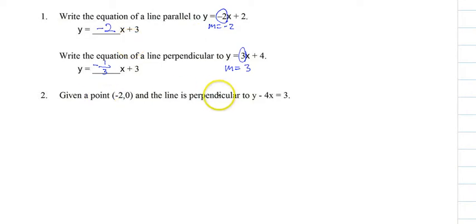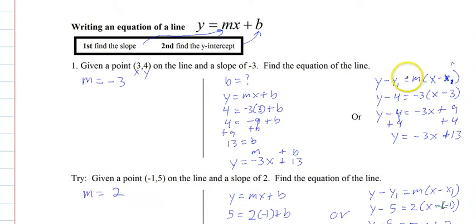So on the next one, it says perpendicular. So the first thing we have to do, by adding 4x to the other side, is find the slope, which is 4. But we don't want a parallel slope, we want a perpendicular. So we have to flip it, change its sign. Now we can take the point, which is an x and a y, and we can use what we did to find the equation of a line. So you can either use just the plain old y equals mx plus b, or you can use the point slope form. So we'll do the first one in both methods.